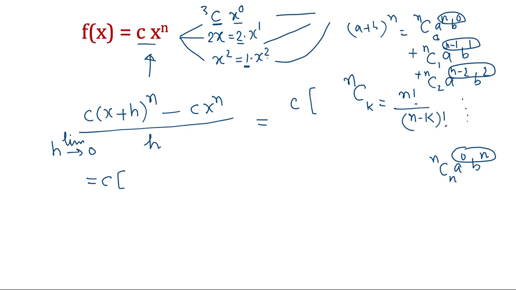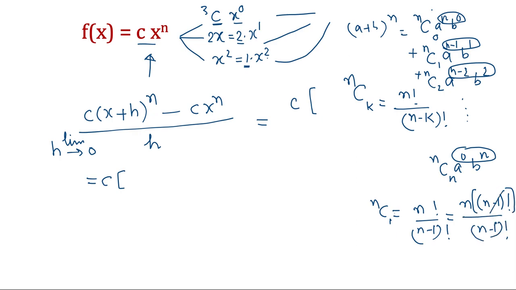So what is the value of C(n,0)? It will be n factorial divided by n minus 0 factorial, that is 1. So first term is 1, last term is 1. The second term will be C(n,1), equal to n factorial divided by n minus 1 factorial. So numerator becomes n times n minus 1 factorial, divided by n minus 1 factorial. So this term cancels and we are left with n. And there will be higher order terms which we will ignore due to infinitesimally small value of h.